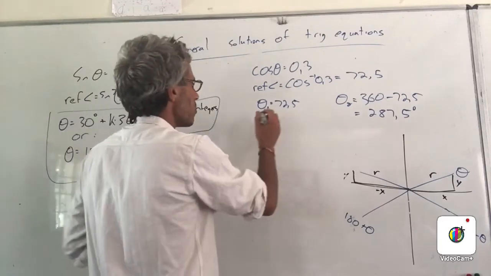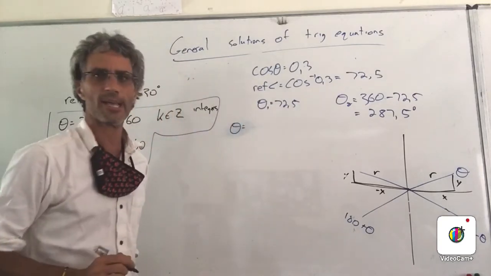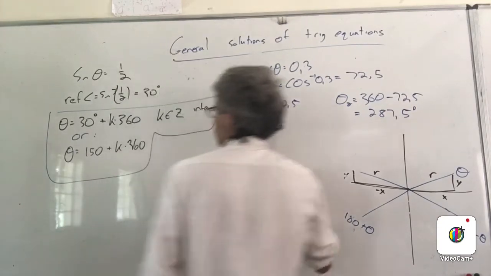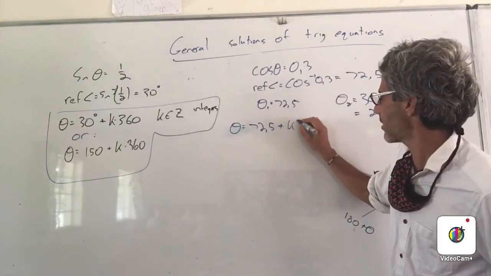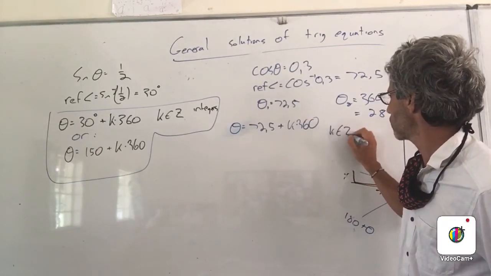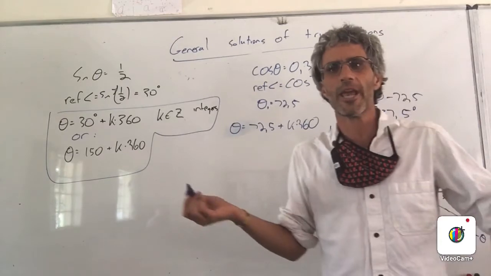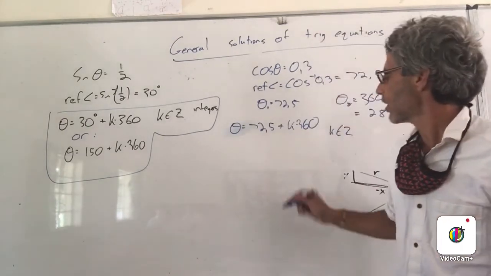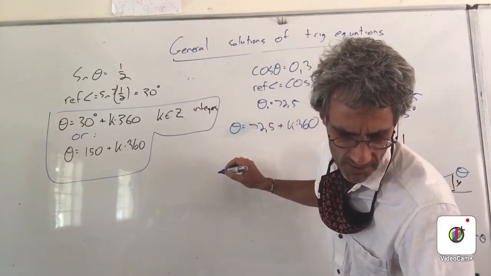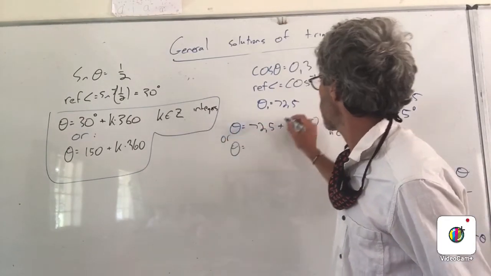So what will be our general solution? Let's write it down like this. Theta is equal to what? You guys help me now. 72.5 plus k times 360, where k belongs to Z. You always have to say that, because otherwise k might be minus 5.3. That's one class of solution. And then the other case, what's the other option?